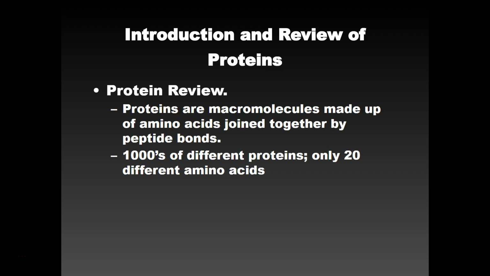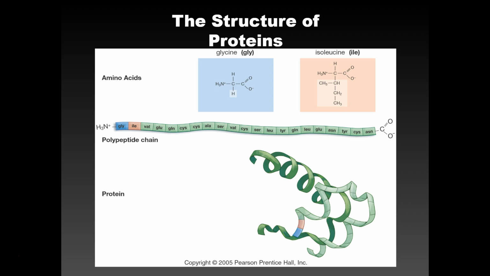You can have many, many different kinds of proteins because there are chains that are super, super long of these amino acids. They wind up having many different functions. So here's a picture of what a protein might look like. This would be a really short protein. This is only like 20 amino acids long.